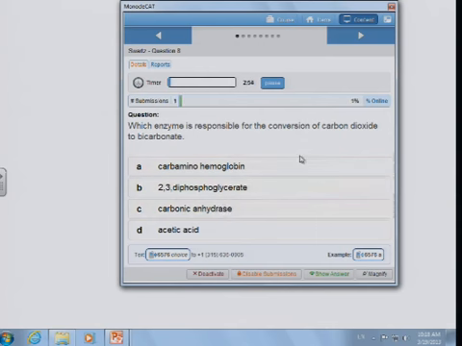So our first question. Which enzyme is responsible for the conversion of carbon dioxide to bicarbonate? Remember, we talked about this with regard to transport of CO2.